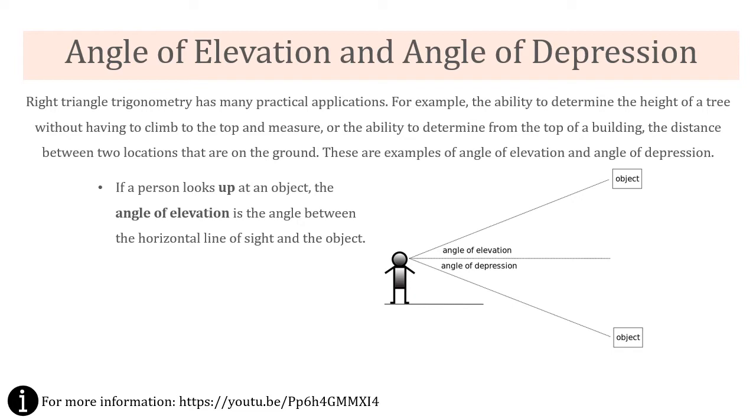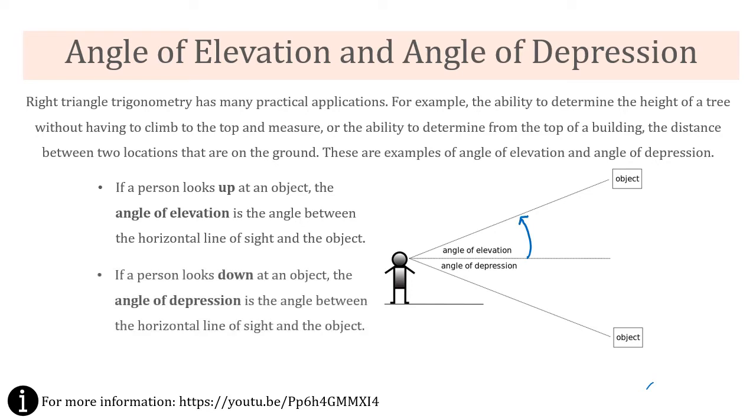So there you are standing, and if you look up at an object, then that angle between the horizontal line of sight and the object is called your angle of elevation. If, however, same person looking straight out at a horizontal, if you look down toward an object, that is your angle of depression.